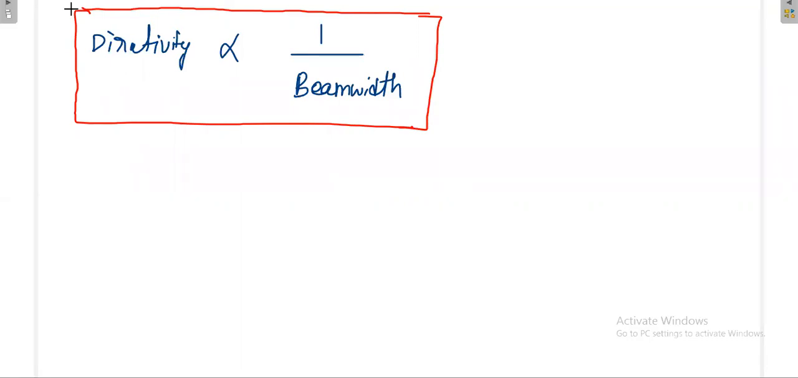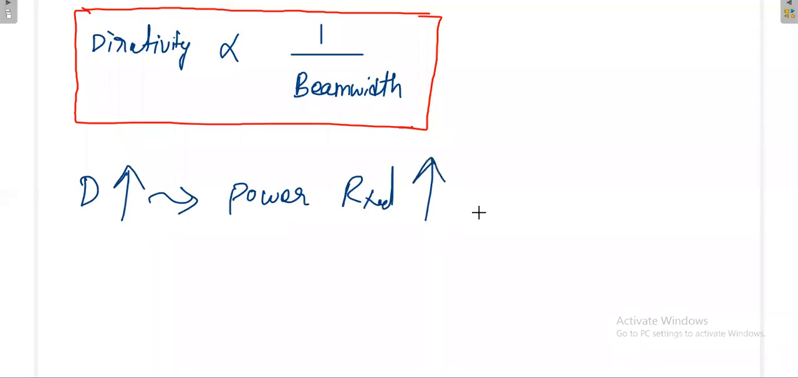If D is high, what is the advantage? Gain is high, so power received is high. If you are able to operate satisfactorily with some minimum power, say you need 1 watt to operate properly, but you are getting 10 watts, then that signal can still go a longer distance, until somebody receives 1 watt. If it goes a longer distance, then the range of operation can be increased.